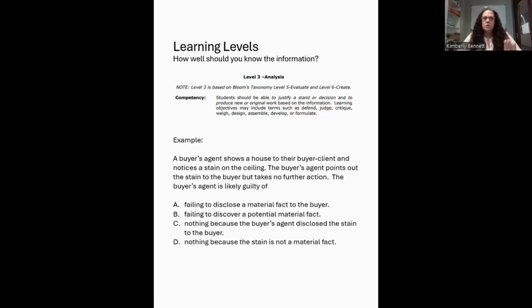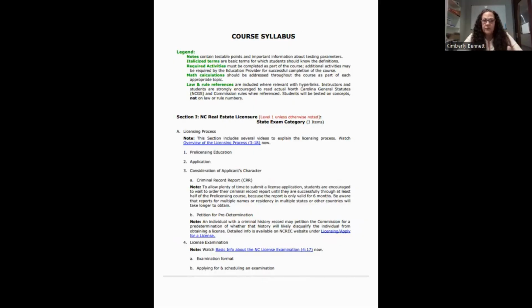So hopefully that helps you understand these different learning levels. And the reason why I'm telling you about them is because here's a page from the syllabus, and it starts out section 1 about licensure. And if you see here, it shows you it's level 1. You need to know it on a definition basis. And then it tells you that there are 3 items on the state section of the exam from section 1. Further, there are some hypertext links that you can click on, anything in blue.